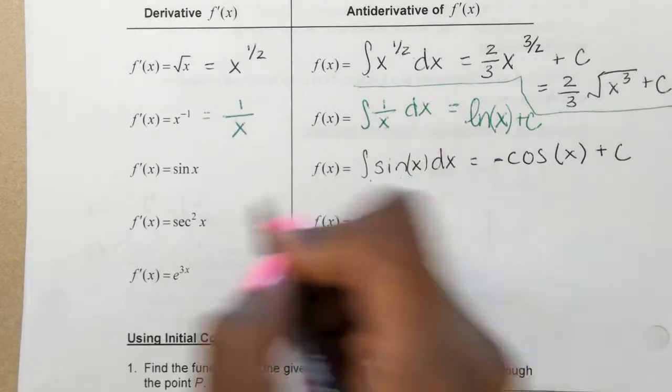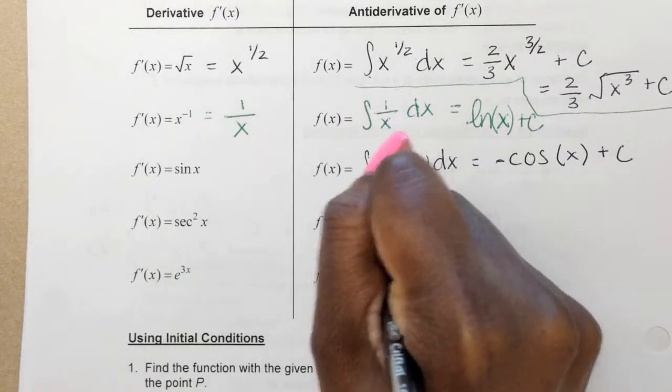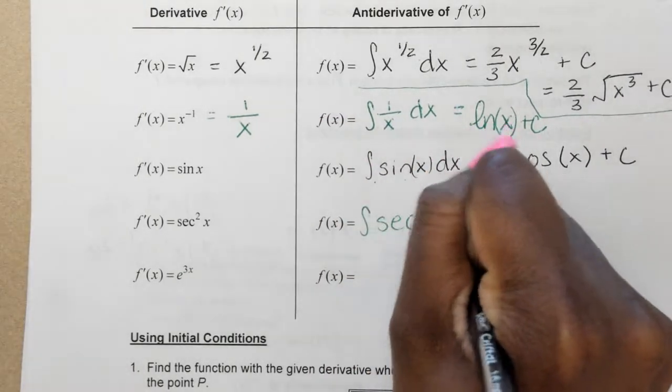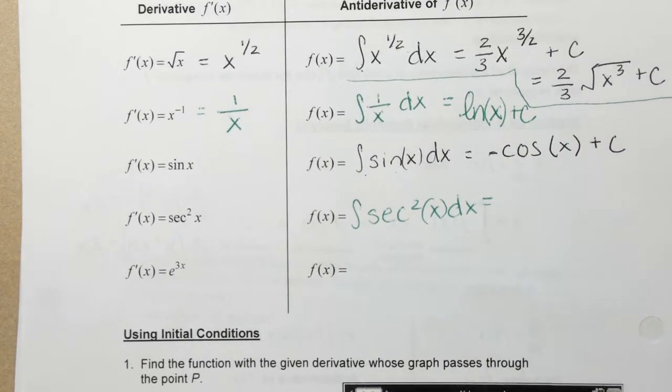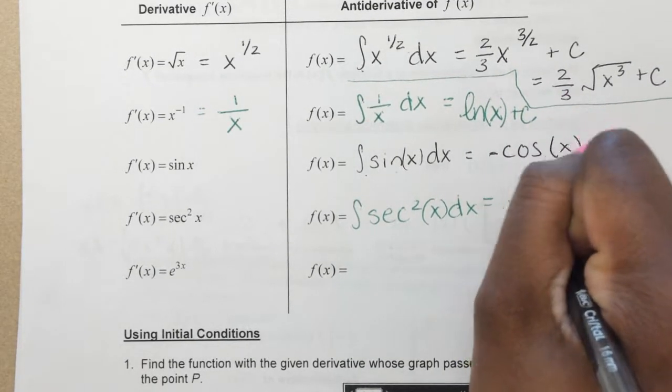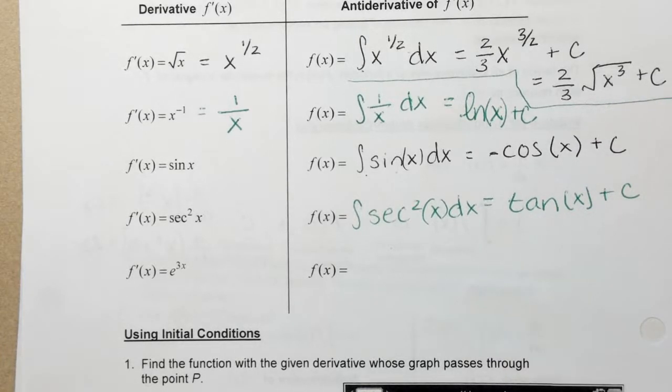The next one we have secant squared x, so we want the integral of secant squared x dx. And what gives us a derivative of secant squared x? Tangent. So tan of x plus c. Always remember your plus c.